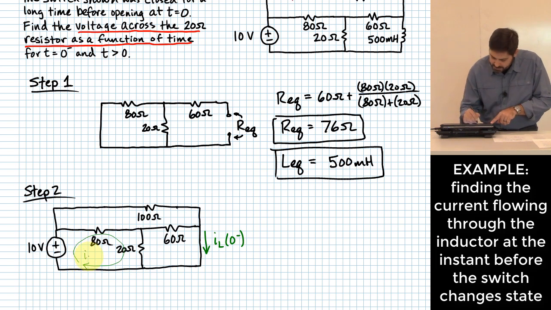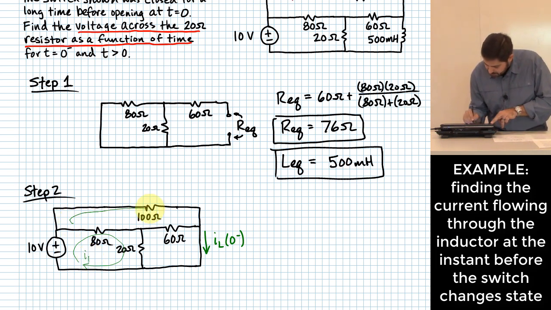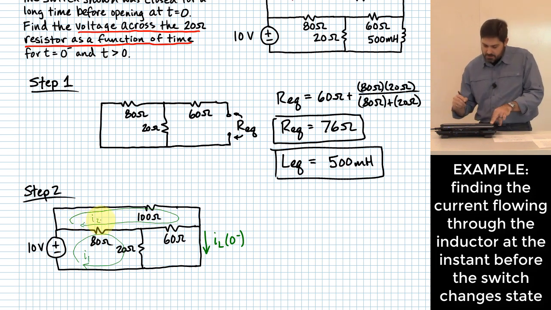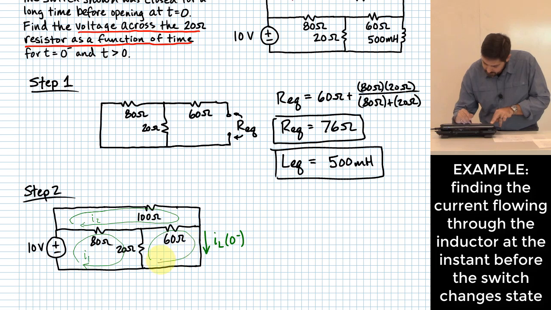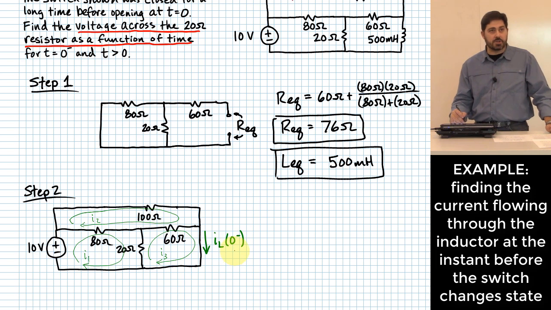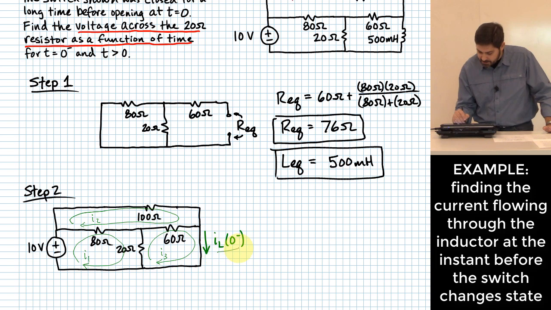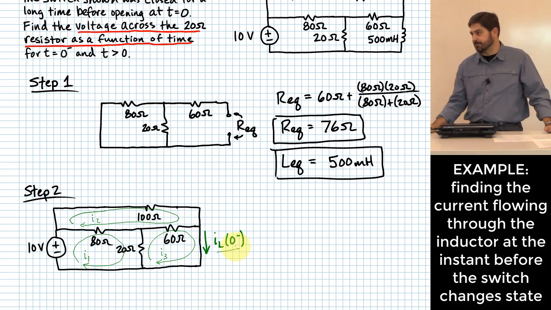I first identify my meshes by showing my mesh currents. So this one is I1. Let's call this one up here I2. And this one over here is I3. One of the advantages of doing mesh here is, what is IL at 0 minus relative to my mesh currents I just defined? It is I3. So once I find I3, it will be this value that I'm trying to find over here. Okay, so those are my mesh currents. Now what do I do?